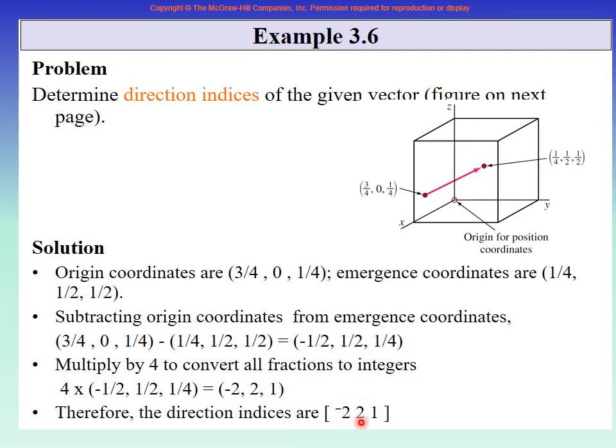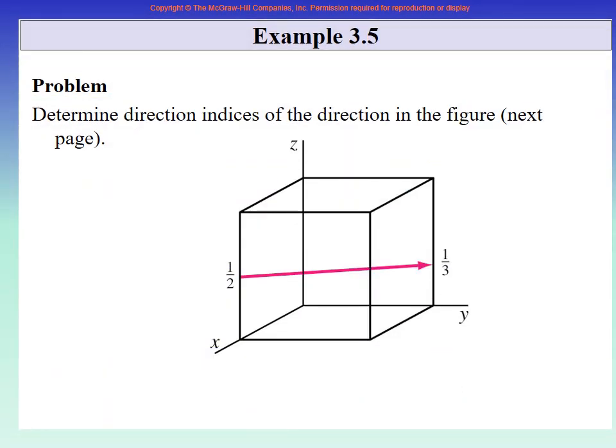So bar 2, 2, 1 is the final, right? Bar 2, 2, 1, right? That this is the direction indices of this one. So if both the points are given, then this is how you do it. Let us do one more, right?